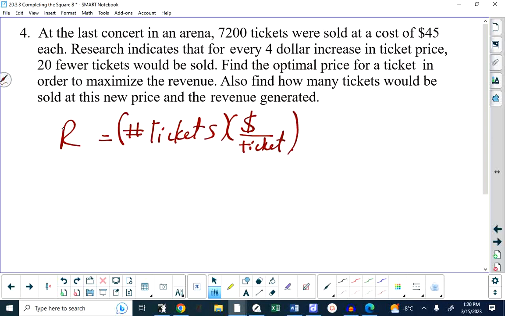Just like in the question we did with the water bottles, the revenue was the number of water bottles times the cost per water bottle. So what are we going to do here? We have to introduce a variable. I'm curious, does anybody know what we should call x here? Based on what we did with the water bottle question, Ashira? The number of $4 bumps in the price.